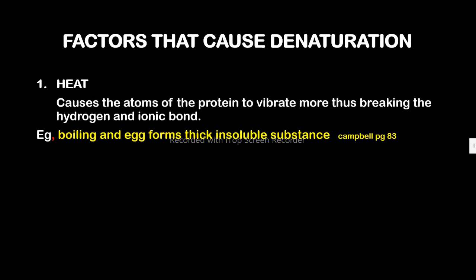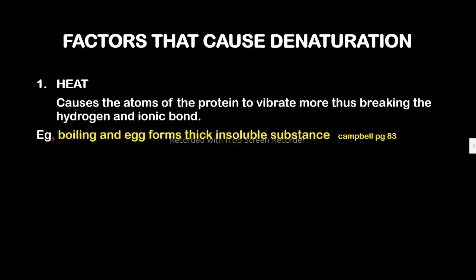And you can also try this at home. When you boil an egg, it solidifies. Can it solidify before boiling it? No, it can't. A normal egg is a colloid, a colloid solution. But once you put it on a pan and boil it, it will solidify. Why? It's because you are denaturing the albumin, the protein in the egg.